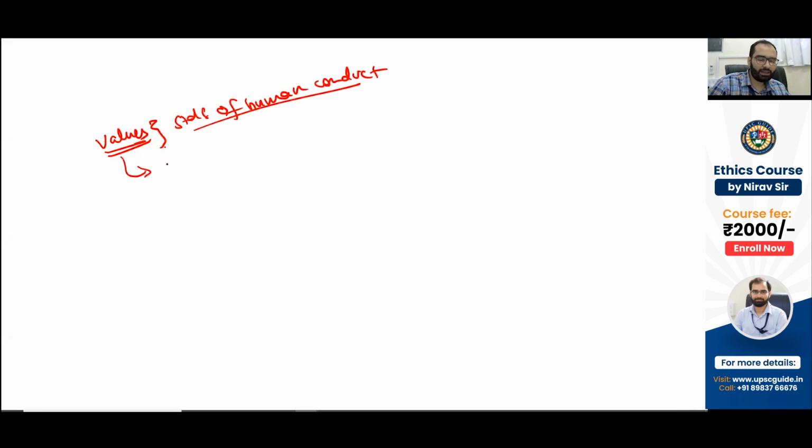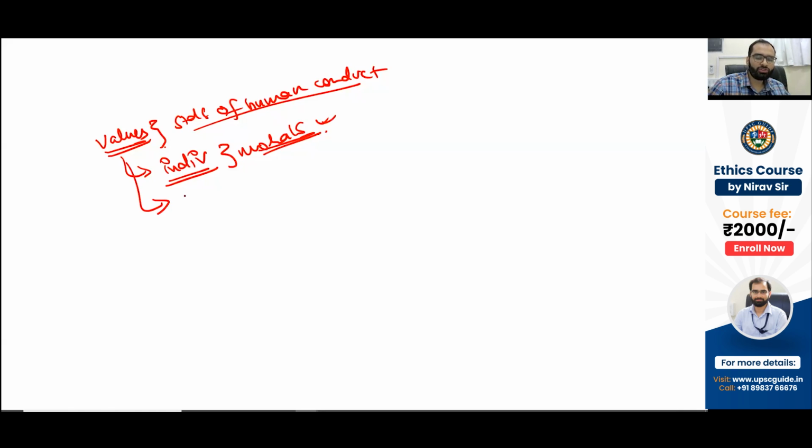When values are at the individual level, as we discussed yesterday, what do they become? When the values are at the individual level, what do they become? Yes, exactly, very good, they become morals. Exactly correct, they become morals.